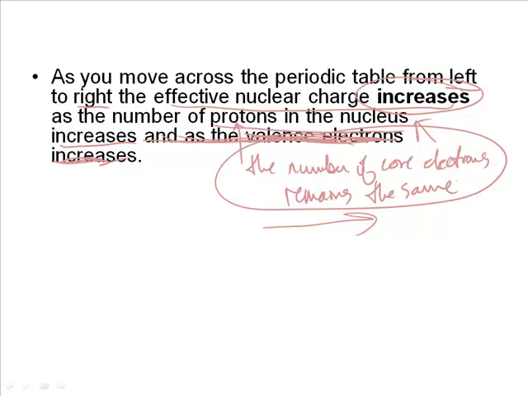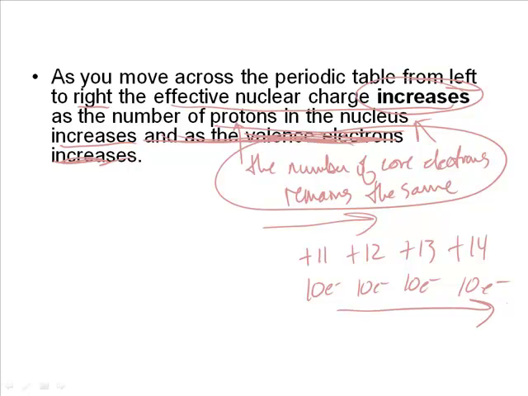The core electrons are remaining the same, which means you've got 11 protons and then 12 and then 13 and then 14, so the number of protons is increasing every time. What happens though is that the core electrons always stay the same. So you've still got 10 core electrons, 10 core electrons, 10 core electrons, all the way across the periodic table. Until you jump down, then the core electrons now increase.